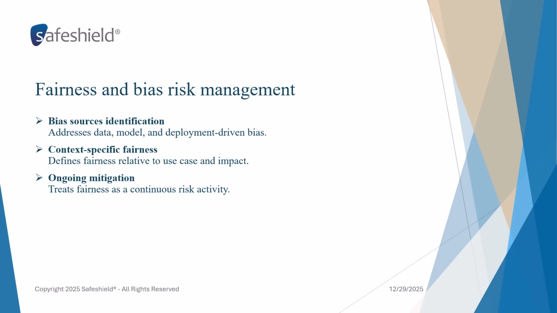Risk management actions may involve data remediation, model retraining, threshold adjustments, increased human oversight, or constraints on system use. Fairness risk management is an ongoing process that must evolve as data, models, and societal expectations change.